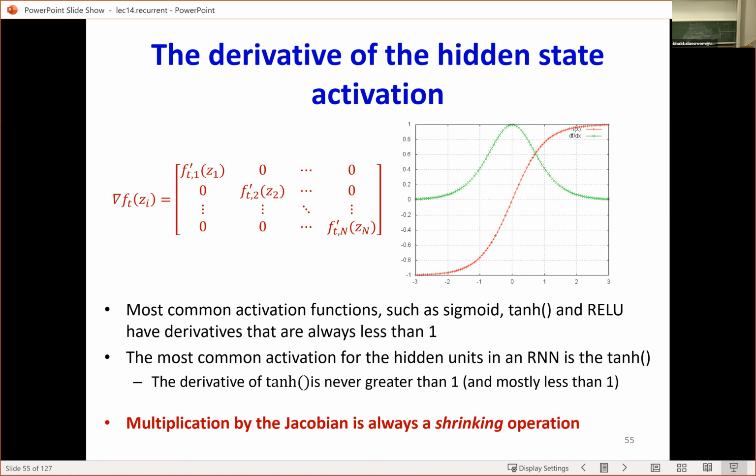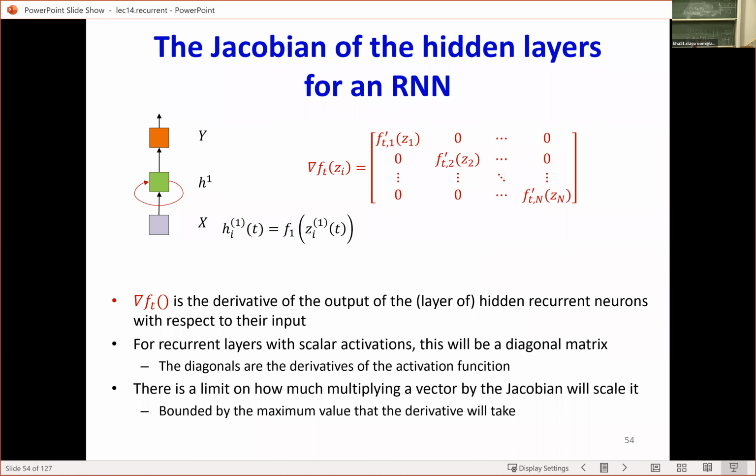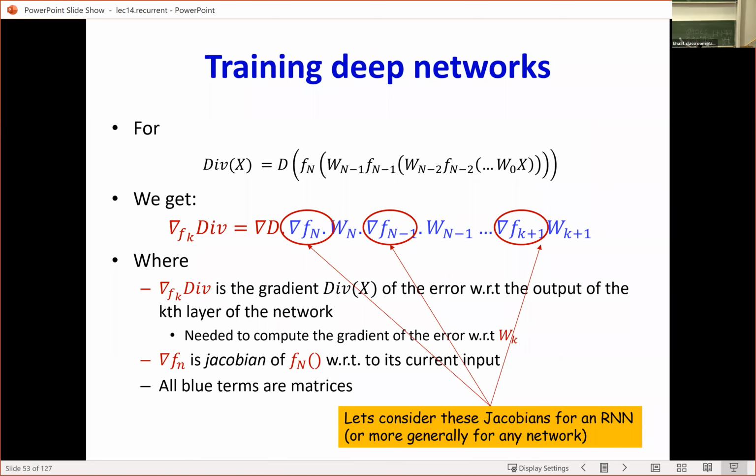So given this, suppose I have some vector, and now let's go back and look at this. When I'm starting to compute my derivatives, I have my initial derivative of the divergence with respect to the output of the network, right?